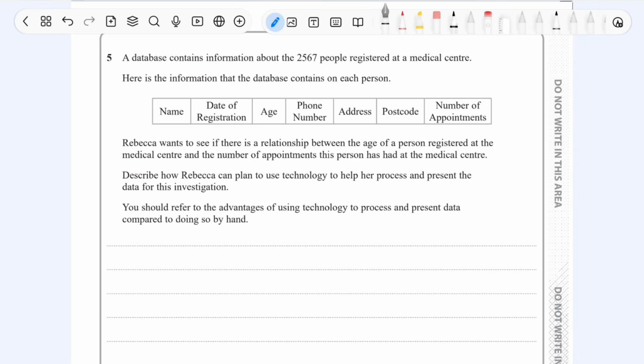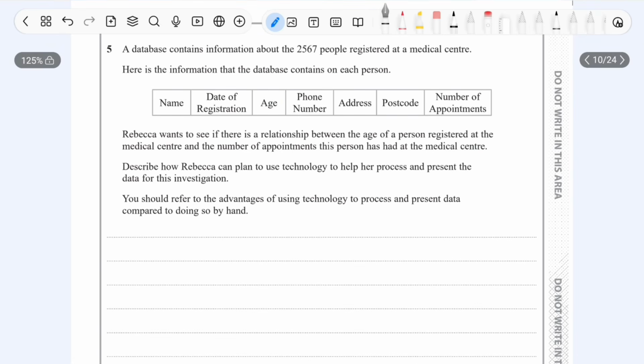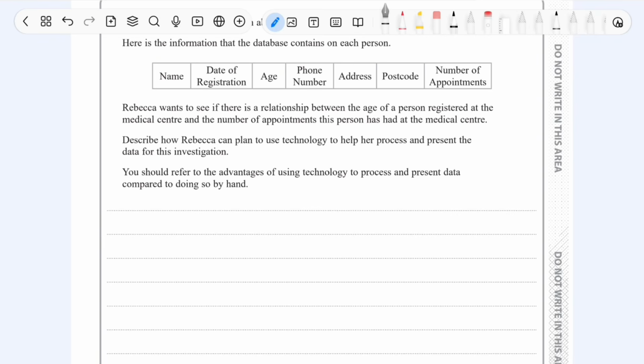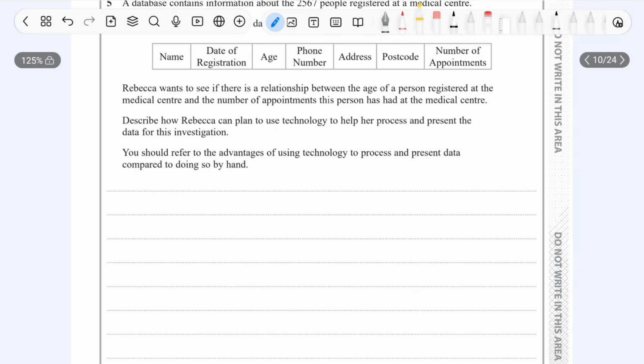So Rebecca wants to see if there's a relationship between the age of a person registered at the medical center and the number of appointments this person has had at the medical center. Describe how Rebecca can plan to use technology to help her process and present the data for this investigation. You should refer to the advantages of using technology to process data compared to doing so by hand. And this is a key piece of information that you really need to know. So refer to advantages of using technology compared to by hand.